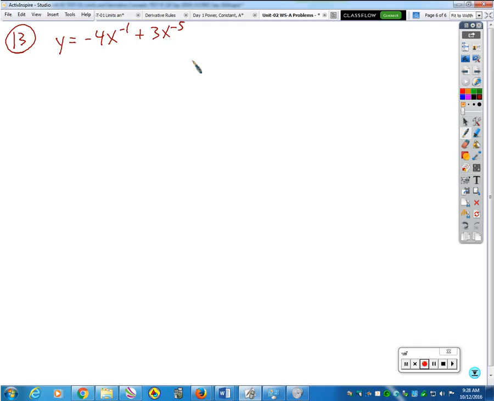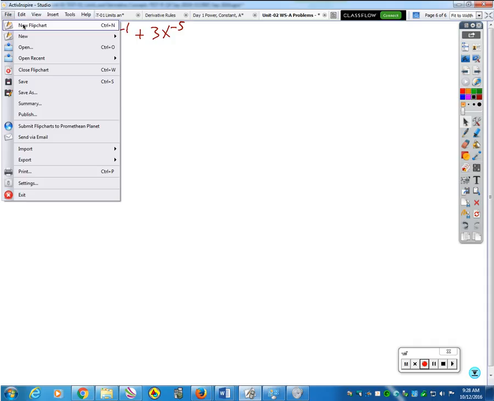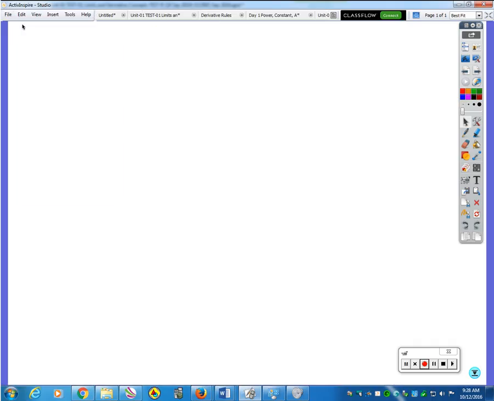One second, I've got to do something. Sorry. Read it one more time, Lexi. 13. y equals negative 4x to the negative 1, and then plus 3x to the negative 5. Thank you. So I take the derivative of both sides.